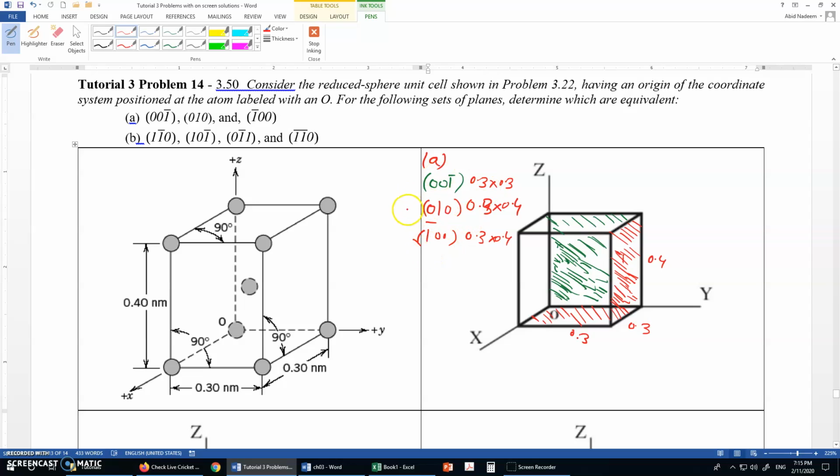So our answer is 0 1 0 and 1 bar 0 0 are the equivalent planes, whereas this 0 0 1 bar is not equivalent to the other planes. So I can write it like 0 1 0 is equivalent to, so I can put these three bars over here to show equivalent to 1 bar 0 0.